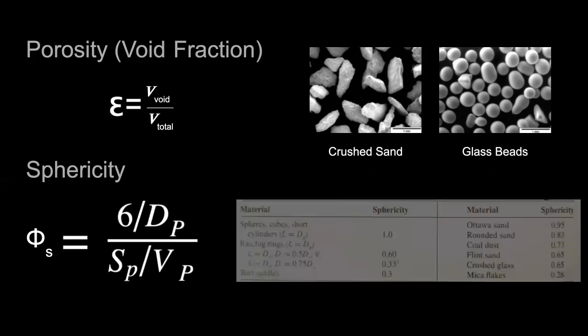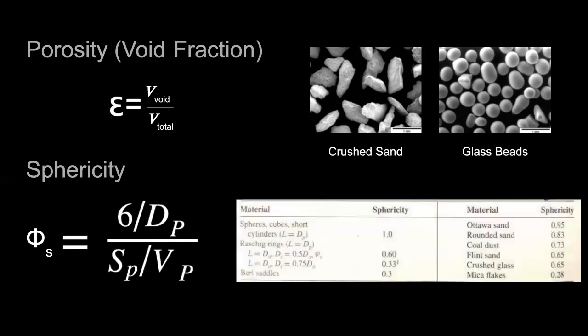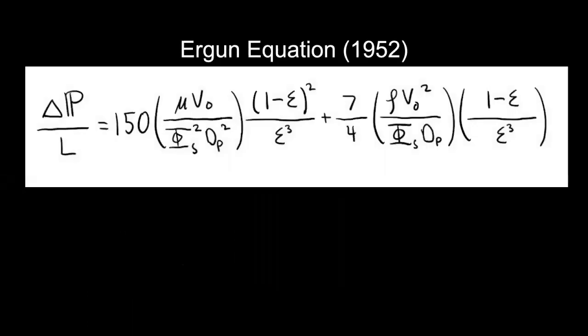Most of the time, though, it's easier to look up these values in a table like the one here instead of calculating this value. The particles are not the only important part of packed beds, but we also have to account for friction in different fluid paths. The Ergun equation describes this flow.